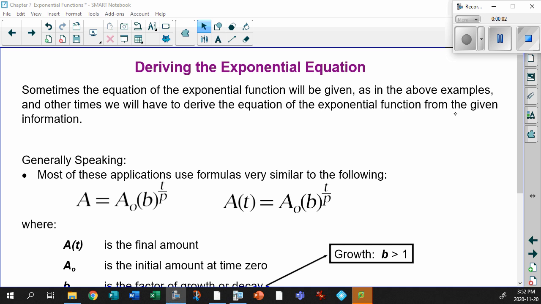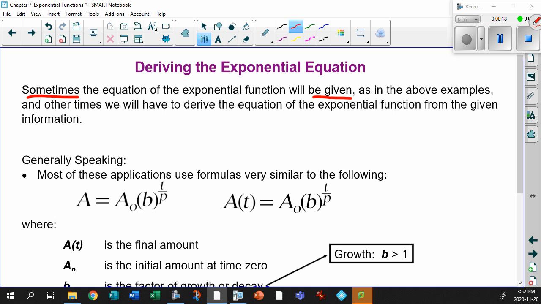So we've looked at a couple of examples of exponential growth and decay. We looked at the formula and said, okay, this means this. Well, I want to get into this pretty heavy, because sometimes the equation of the exponential function will be given, as in some of the examples that you did. But other times, we've got to be able to derive it. And to derive an exponential equation means that you've got to know all the little nuances of this equation so that you can apply it to what you're doing right now.